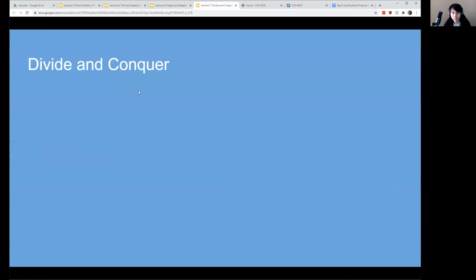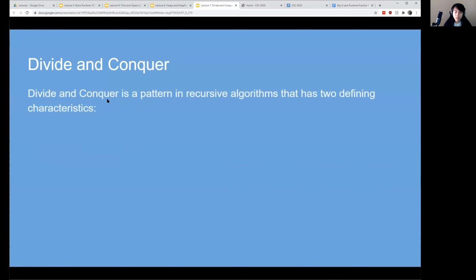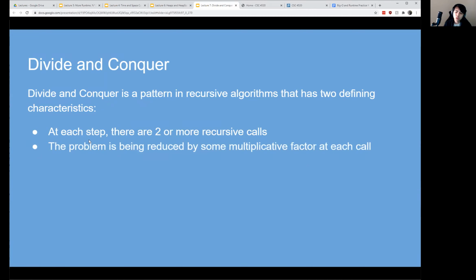All right, so let's talk about divide and conquer. Divide and conquer is a pattern in recursive algorithms that has 2 defining characteristics. When I say pattern, I mean that it's not an algorithm in itself, but it is something that you see happen in recursive algorithms over and over again. The first thing is that at each step, there are 2 or more recursive calls. And the second thing is that the problem is being reduced by some multiplicative factor at each call. If there's only one recursive call, it's called decrease and conquer.